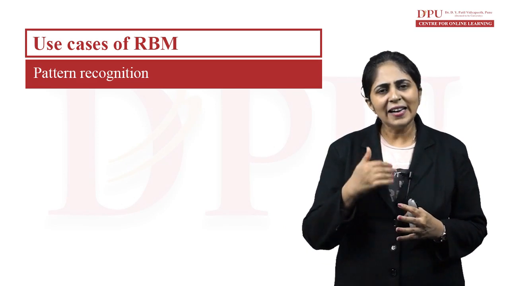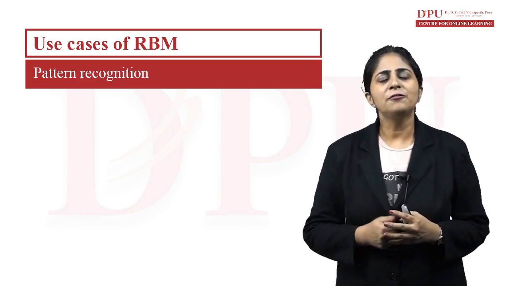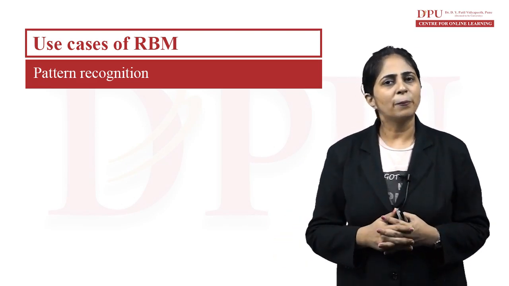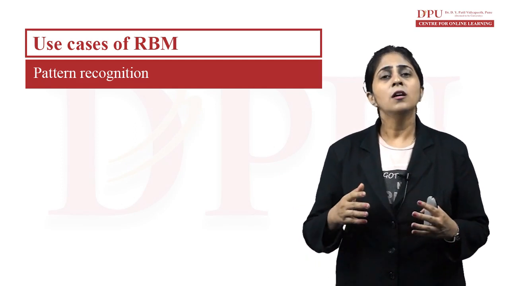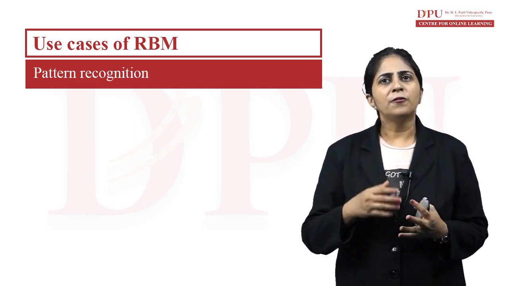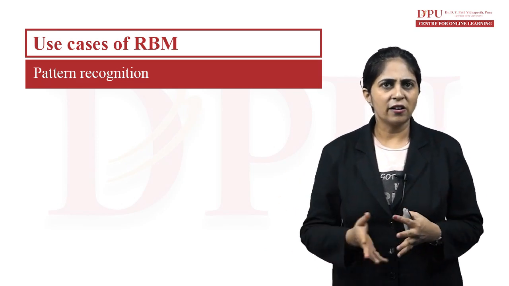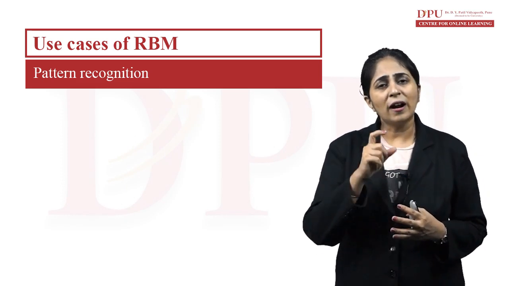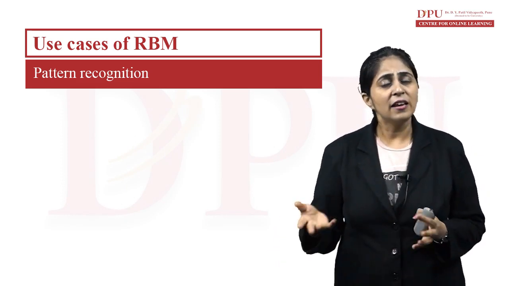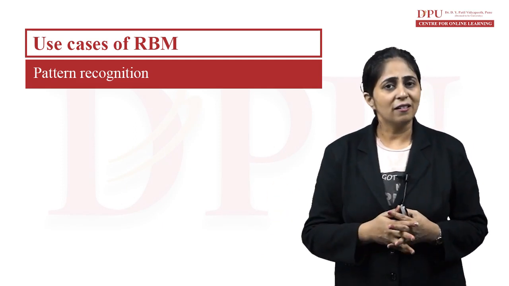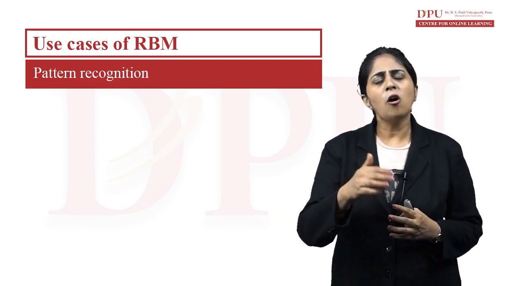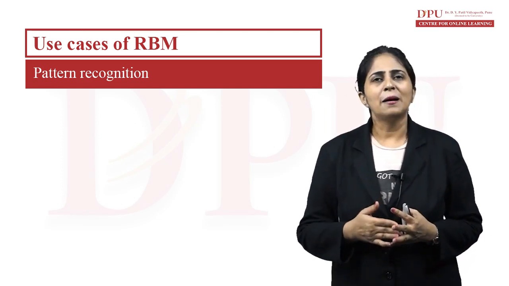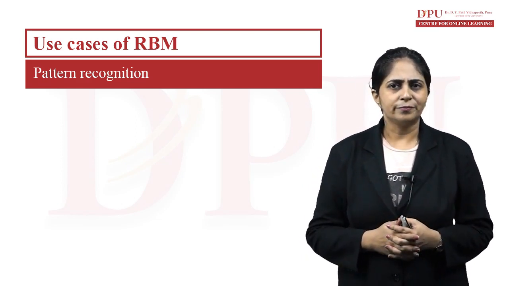RBMs are highly capable of extracting features from the input data. That is why we can definitely use them for pattern recognition. Here, the main challenge is to understand handwritten text, since every person has a different style of writing. Or maybe we are talking about a random pattern. In that case, we can apply our restrictive Boltzmann machine.